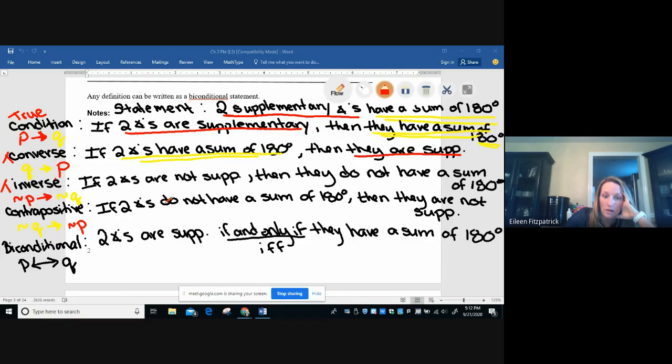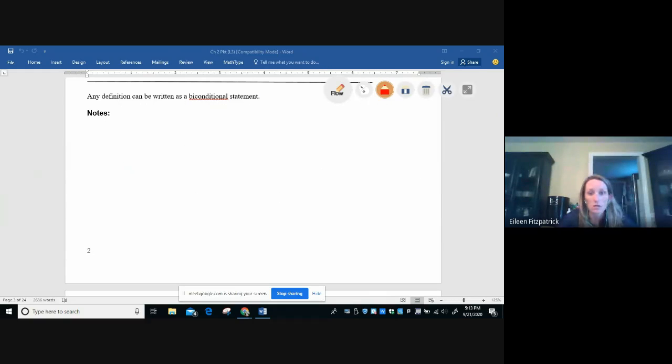And then finally, if two angles do not have a sum of 180, so if two angles don't add up to 180, then they're not supplementary. Well, that's true as well. Okay, so all four are true. And remember your conditional and your contrapositive are equivalent statements. So if one is true, the other has to be true. And the converse and the inverse pair up. And if one's true, the other has to be true. If one's false, the other has to be false. Okay? All right, let's keep on moving along.